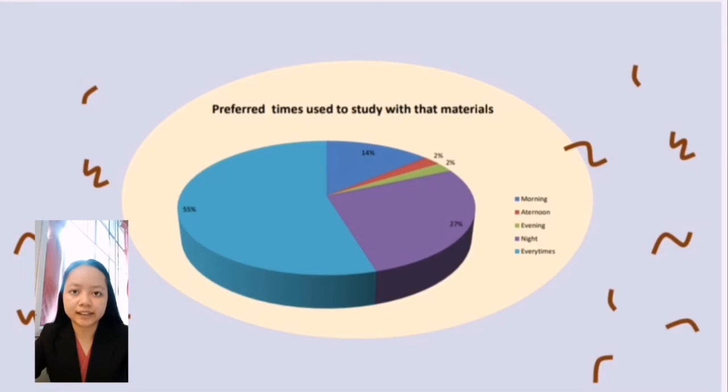This figure shows the data percentage for preferred time to study with the materials they choose. From the pie chart, it shows 6 respondents, contributing 13.6%, study in the morning. Afternoon and evening only have 4 respondents choosing these times to study. It contributes 2.3%. Respondents also choose night and evening.